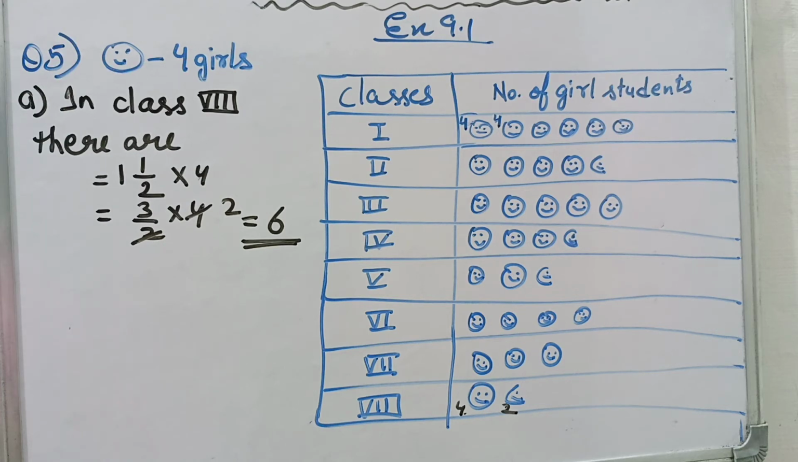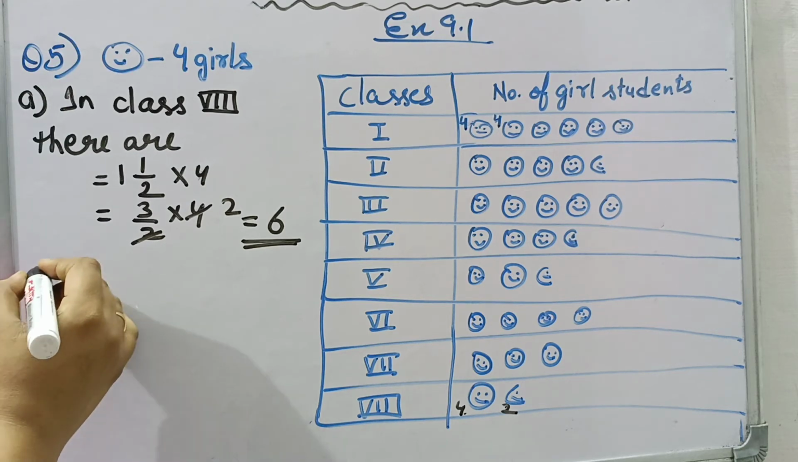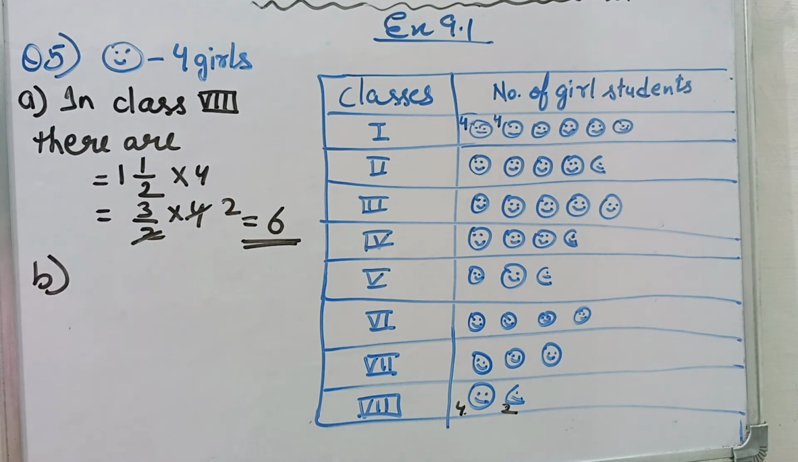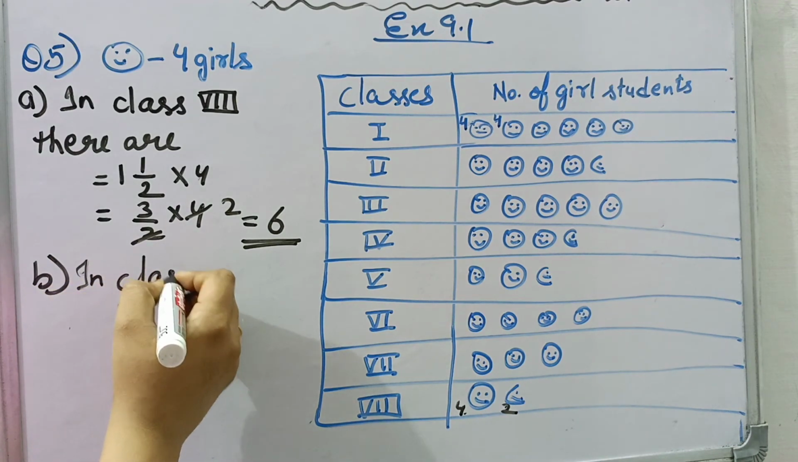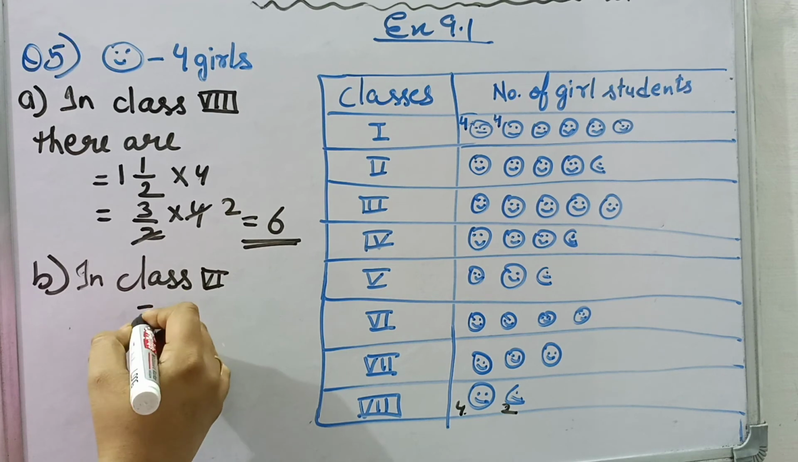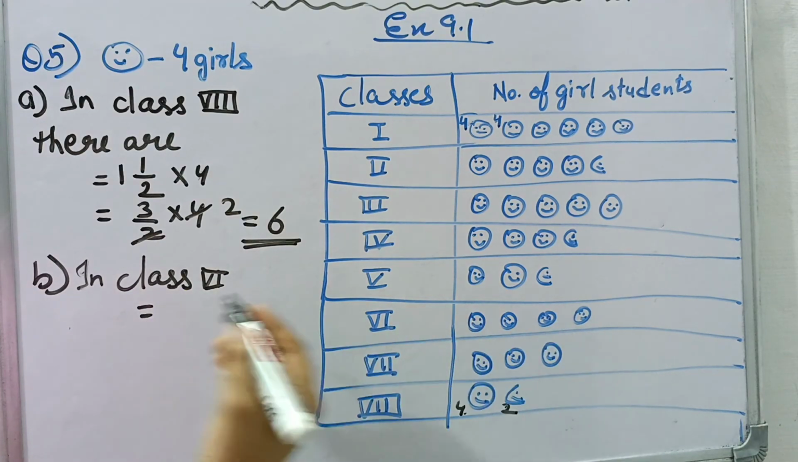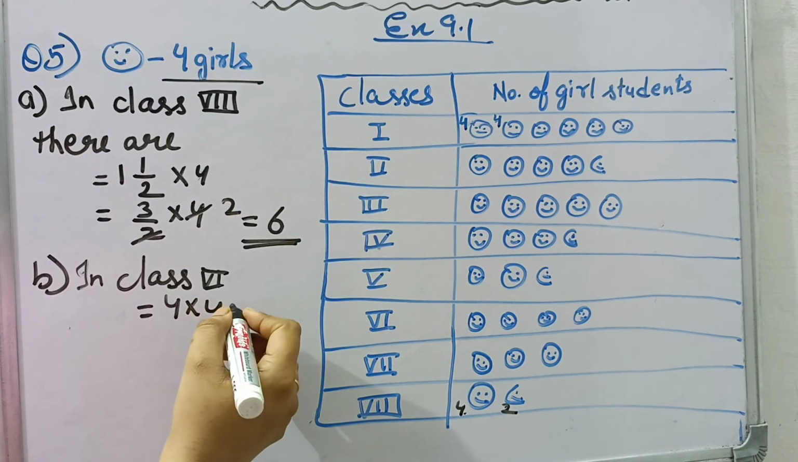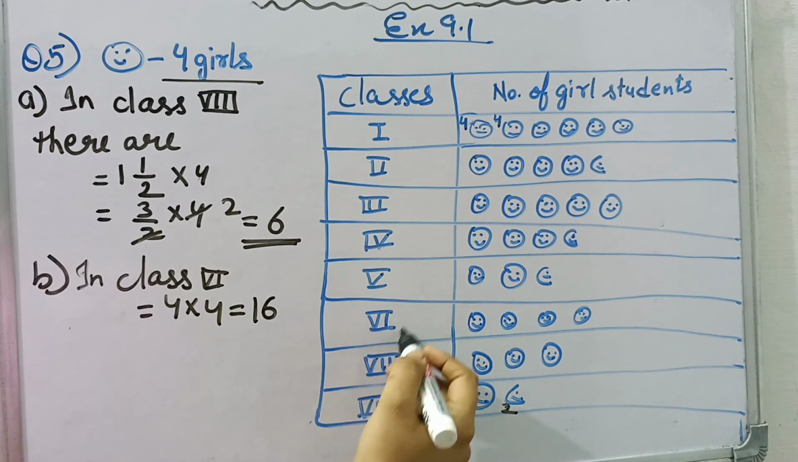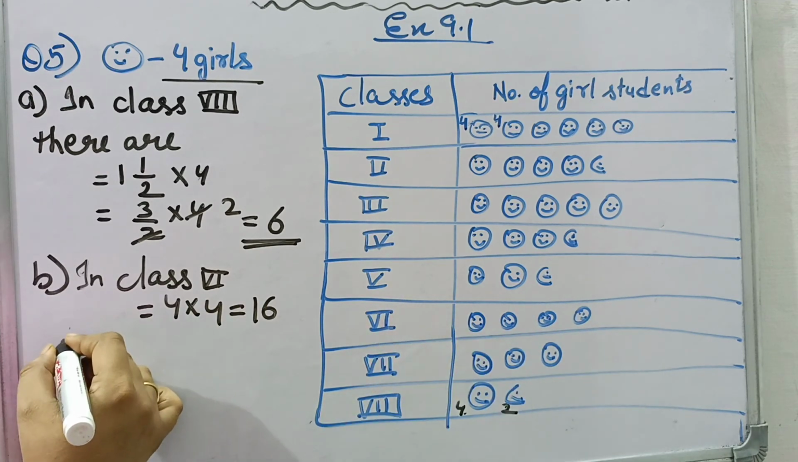Right? Next is, is the number of girls in class 6 less than the number of girls in class 5? Now we have to find out whether the number of girls in class 6 is less than the number of girls in class 5 or not. Now let us see, in class 6, how many faces are made there? 1, 2, 3, 4. And each face represents 4 girls. So we will multiply this 4 with 4, it will become 16. So class 6 has 16 girl students.